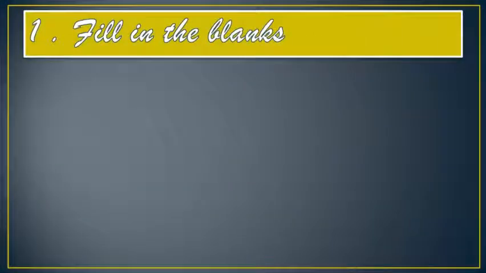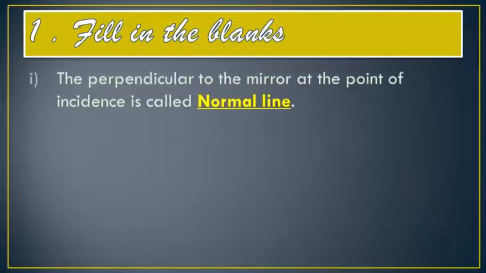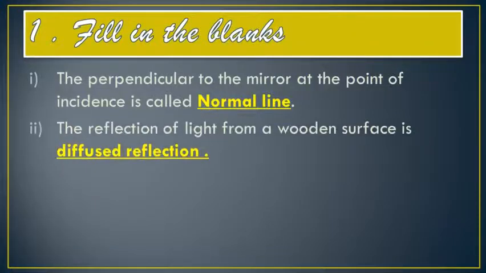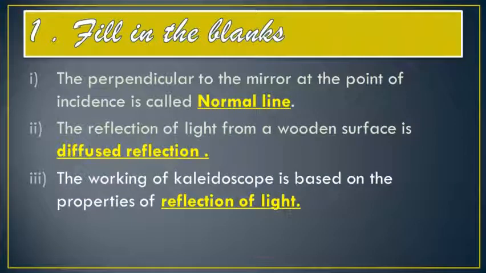So our first question in the exercise is fill in the blanks. First, the perpendicular to the mirror at the point of incidence is called a normal line. So the answer is normal line. And the reflection of light from a wooden surface is called diffuse reflection. The working of a kaleidoscope is based on the properties of reflection of light. So student, I have mentioned the answers in blue color.